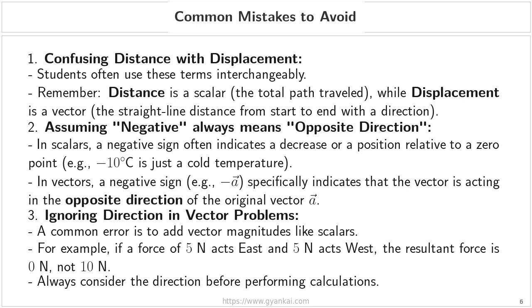Finally, and perhaps most importantly, never ignore direction when solving vector problems. A very common error is to simply add the magnitudes together as if they were scalars. For example, if you have a force of 5 newtons acting east and another force of 5 newtons acting west, you cannot simply say the total force is 10 newtons. Because these are vectors acting in opposite directions, they actually cancel each other out, resulting in a resultant force of 0 newtons. Always consider the direction before you begin your calculations.